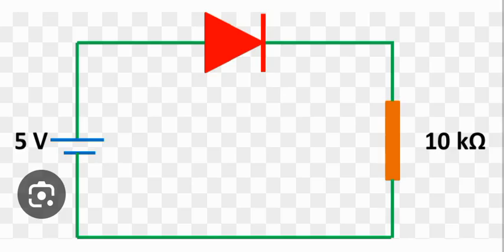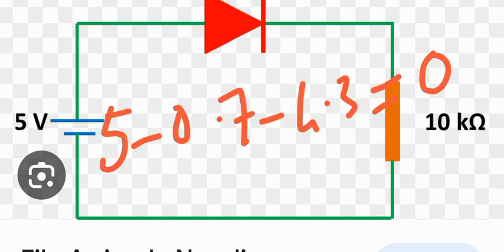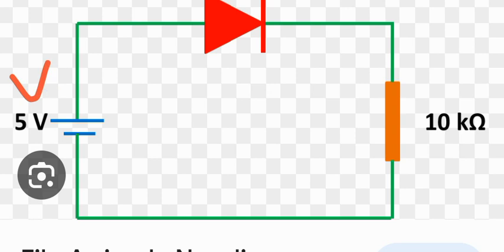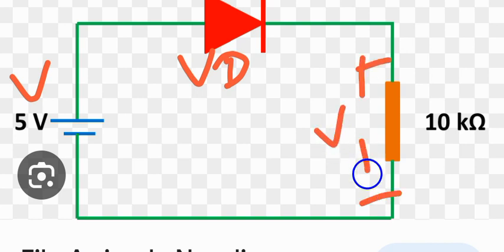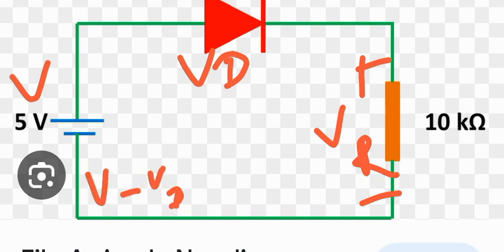So in the equation form, we can say that if this is the voltage source V, and there is a drop across the diode called VD, and there is a drop across the resistor called VR, the equation can be written as V minus VD minus VR is equal to 0. So that's your Kirchhoff's voltage law.